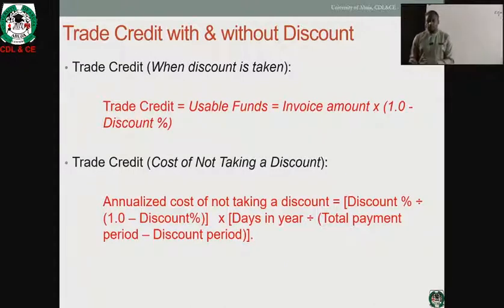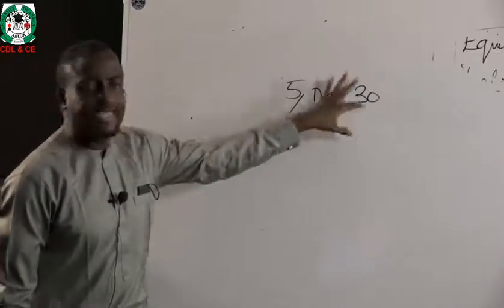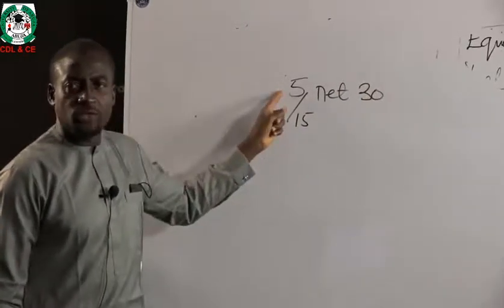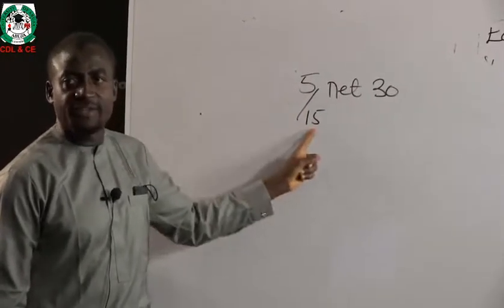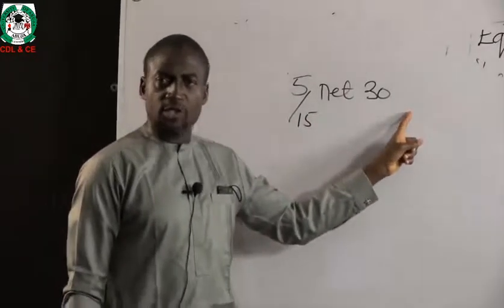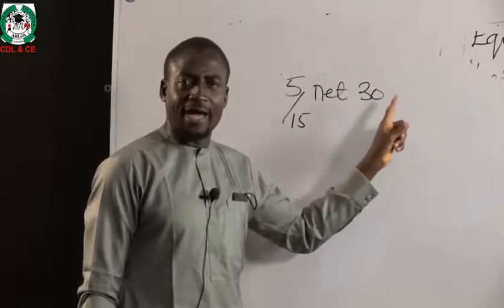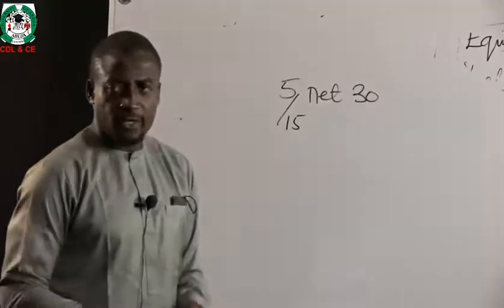Mathematically, you can also calculate the cost of not taking a discount when you are given one. In most cases, credit terms are usually defined in a mathematical way, but they are also explainable. A typical credit term can read 5/15 net 30, meaning that you are entitled to a 5% discount on the credit that you owe if you pay within 15 days. Otherwise, the total amount you owe will be due and you will have to pay in 30 days. In other words, what are we saying?